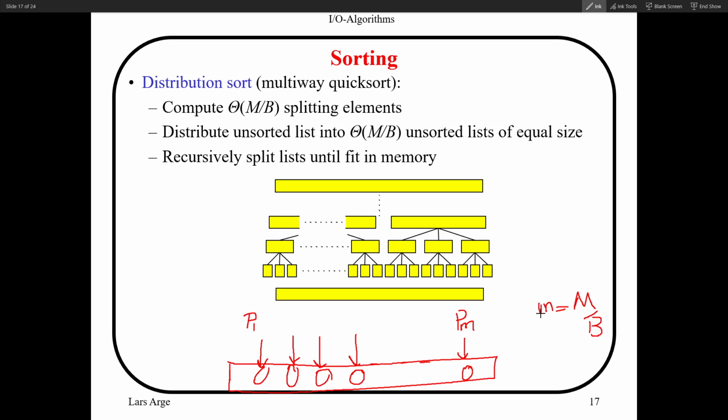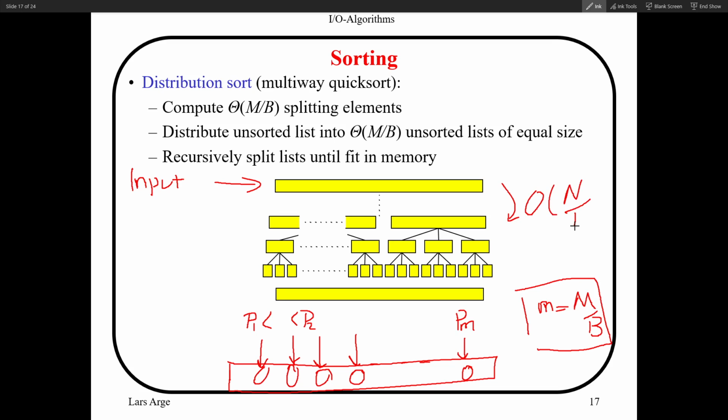Okay. Then what we do here is that we look at the input. So this is the input, and we partition this input using these pivots into a bunch of lists. So I will get a list that is smaller than P1, I will get a list that is between P1 and P2, and so on. Okay. How can I do this? As I claimed, we're going to do it in the exercise classes. I could do this if the number of pivots is M over B, in O of N over B IOs.